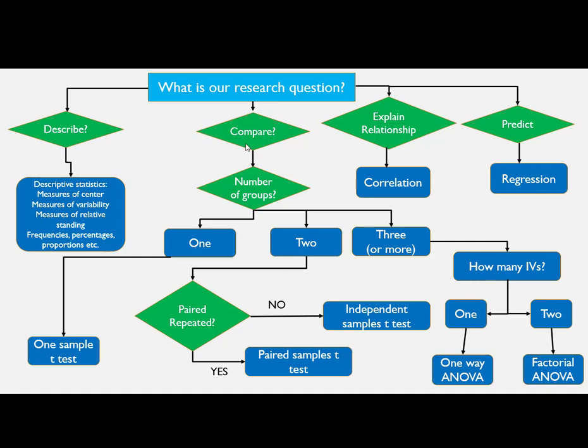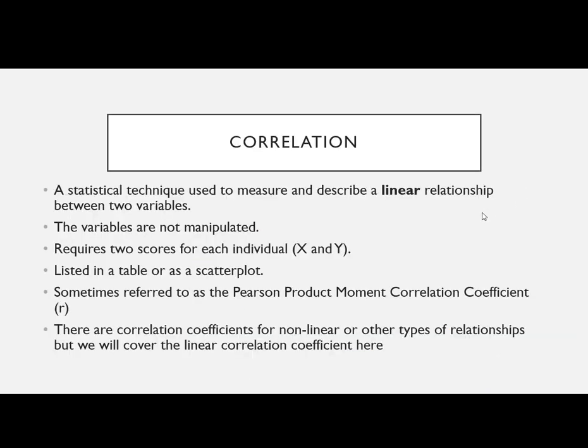We've talked about describe, we've talked about compare, and now we're going to do explain relationship between two variables or predict. And when we want to look at the relationship, we use correlation, and when we want to do predictions, we use regression. Okay, so first we'll take a look at correlation.